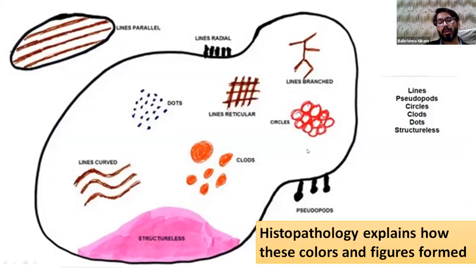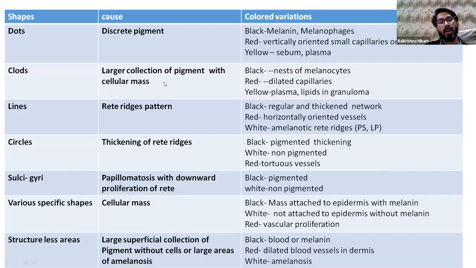Another thing in histopathology, it also explains the shapes which are formed in dermoscopy. So we have dots, which are due to a discrete deposition of pigment, clots due to a larger collection of pigment with cellular mass. Lines are mostly due to rete ridges, while circles are due to thickening of rete ridges. Sulci and gyri are related to the papillomatosis with downward proliferation of the rete.